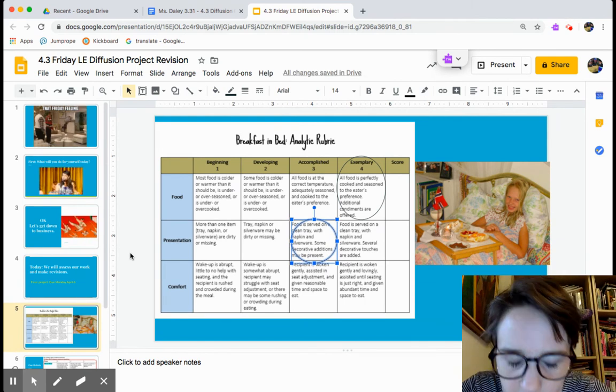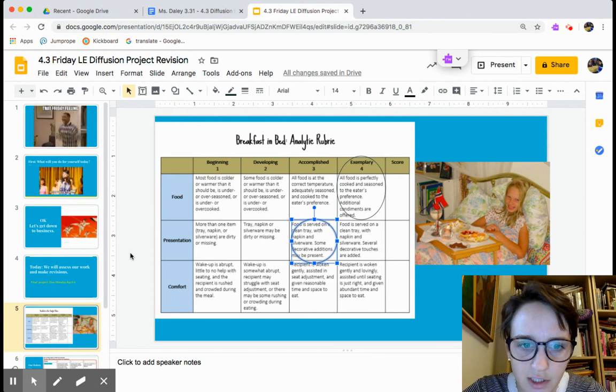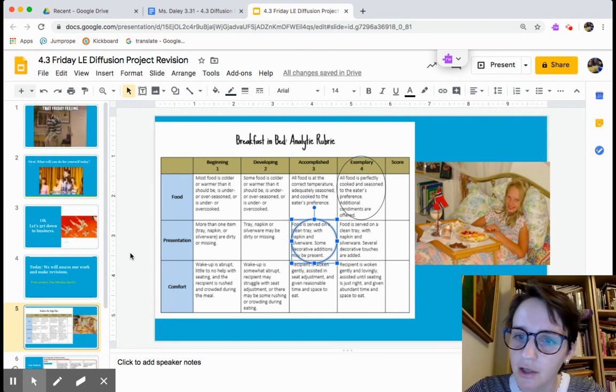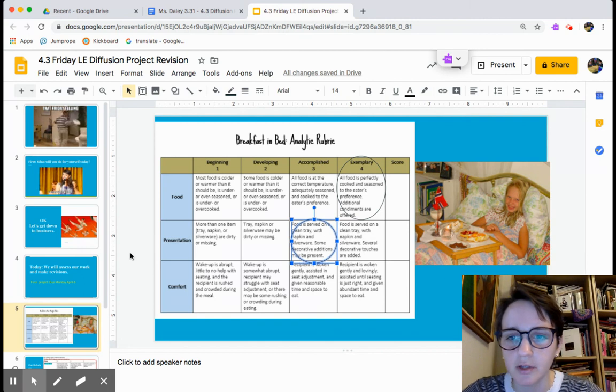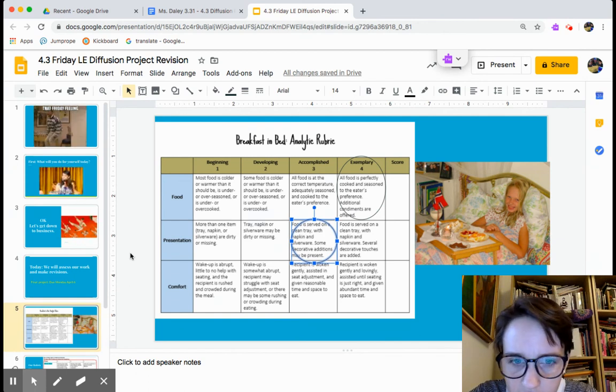Comfort. All right, if you've done a bad job of breakfast in bed, then you didn't help them sit up. They were rushed. She looks like she's got plenty of time. Let's see. 2, the wake up is a little abrupt. Maybe they're struggling to sit up. Maybe they're rushed a little bit.